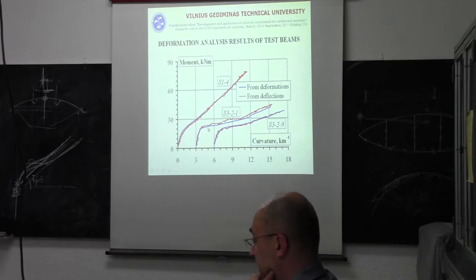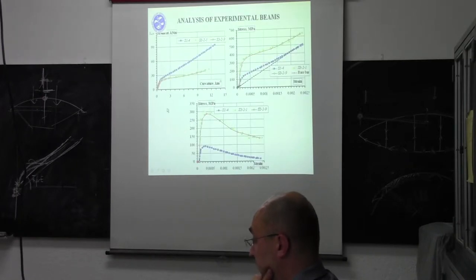Two of them have 1.3 percent of longitudinal reinforcement ratio. This beam has 1% of reinforcement ratio. These two beams are twin beams. Then we obtain, this is from moment curvature diagrams.